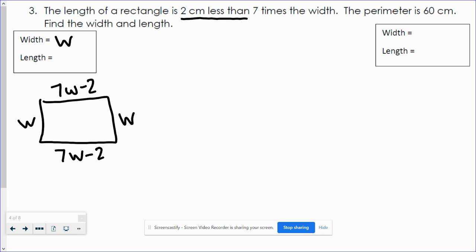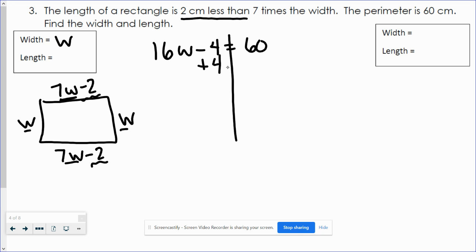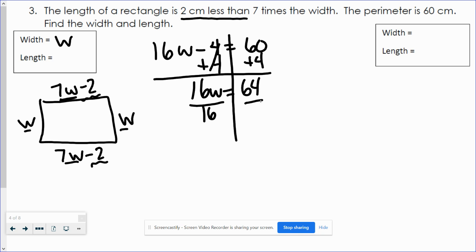And then the perimeter is 60, so I want to add all of these up. If you don't want to write out all 4 sides, if you've got the picture here, you could say, well, this 7W and this 7W, that's 14, and then here's another one that's 15 and 16. So this is going to be 16W. And then I've got a minus 2 here and a minus 2 here would be minus 4. Then we're going to solve this, so we'll add 4. 16W equals 64, and W is going to be 4.